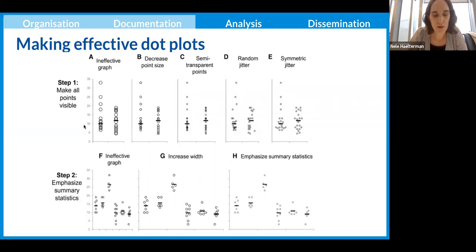And then you also want to just make sure that you make optimal use of the space that you have. So in panel F, for instance, you can see a graph that is quite difficult to interpret, and it would take you a bit of time to see that group 3 may actually be higher compared to the other groups. So you can make this graph better by increasing the width. In panel G, it becomes more clear what the different groups are. And something that's very helpful is actually to just emphasize the summary statistics and make the actual data points semi-transparent so that you can still see them if you want to. But the key point that jumps out is what the difference in the mean is between the different groups. Next slide, please.